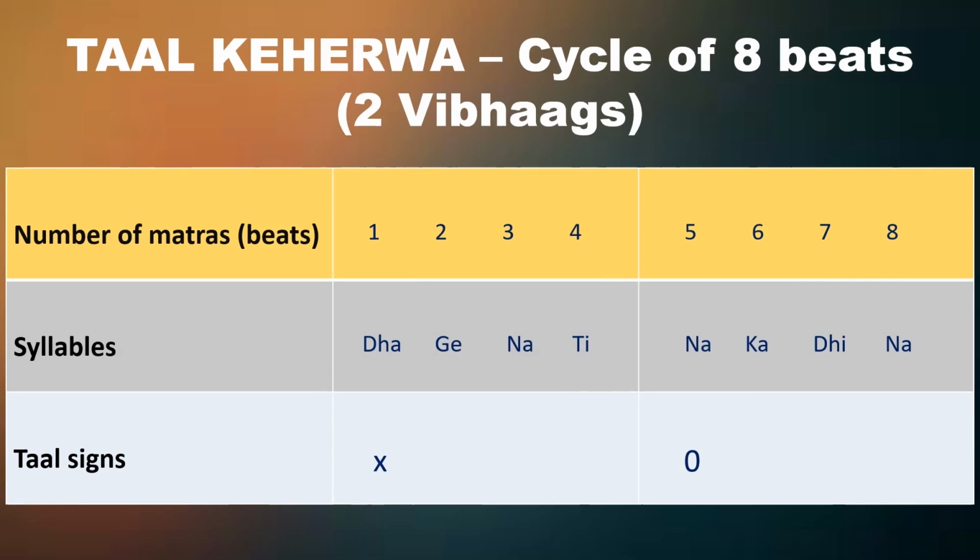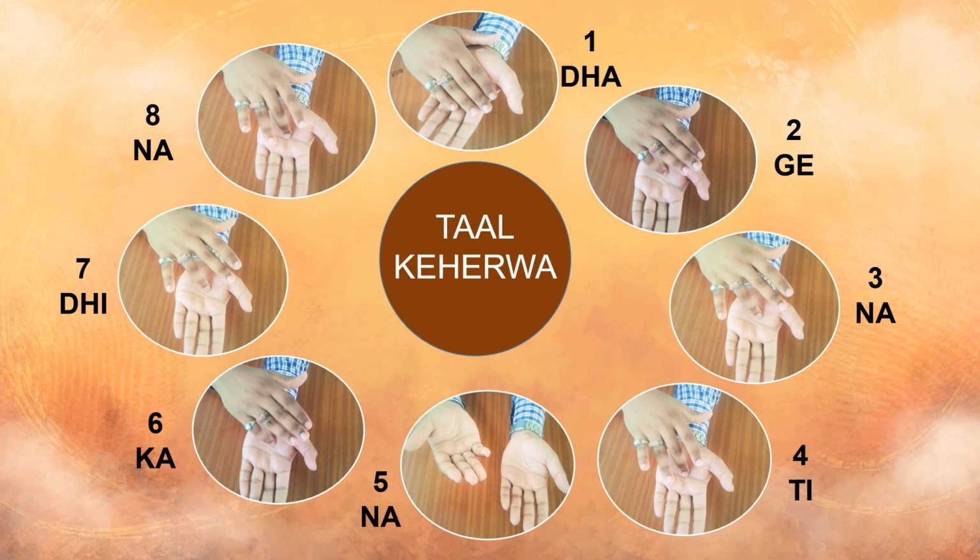Now have a look at the second Taal on the table, which is Taal Keherwa, a cycle of 8 beats divided into 2 divisions or vibhags, whichever you prefer. Take a few seconds to study the pictures on your screen, and then we will try the Padhant.